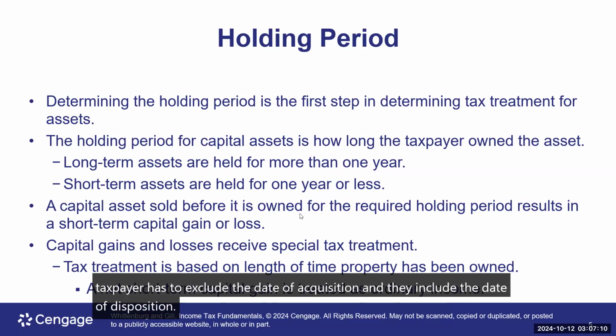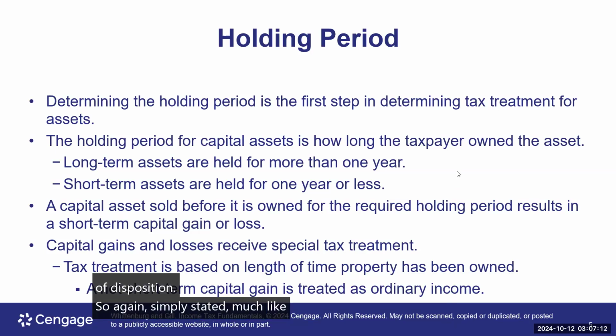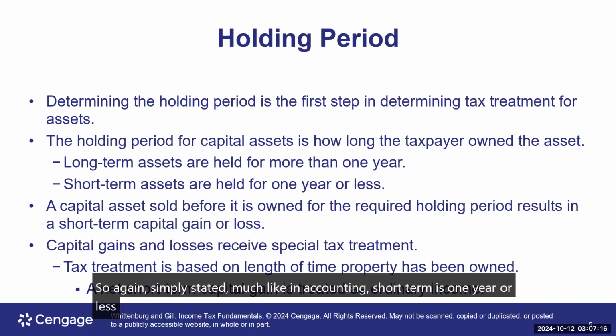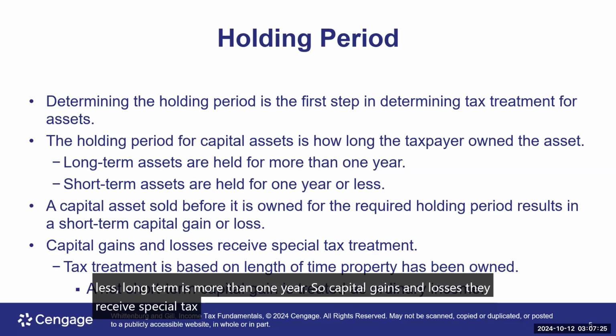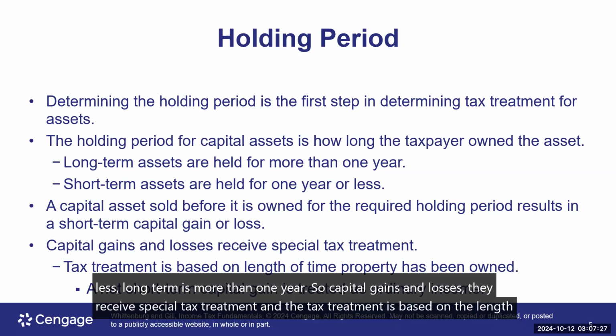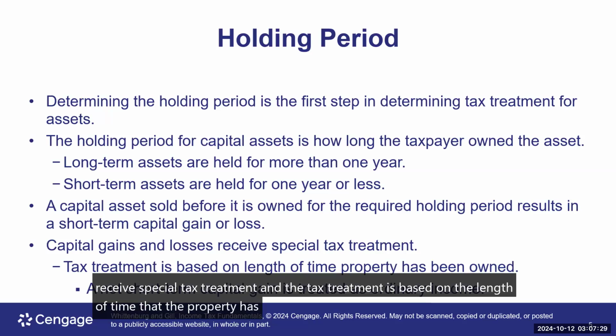So again, simply stated, much like in accounting, short-term is 1 year or less, long-term is more than 1 year. Capital gains and losses receive special tax treatment, and the tax treatment is based on the length of time that the property has been owned. So it's very important to keep that in mind.